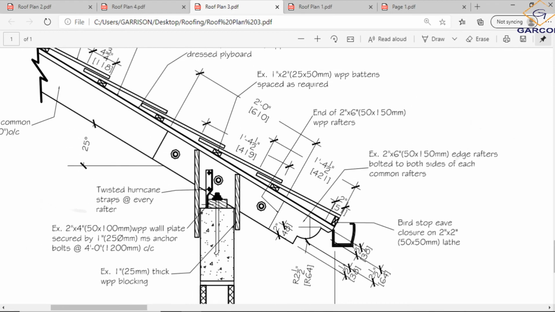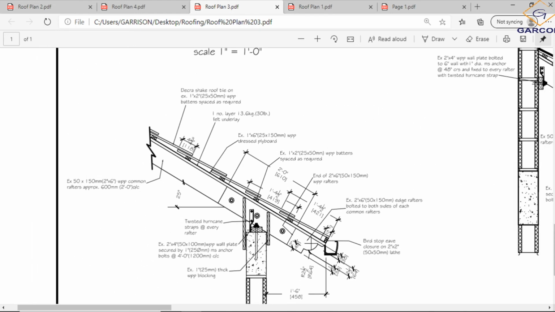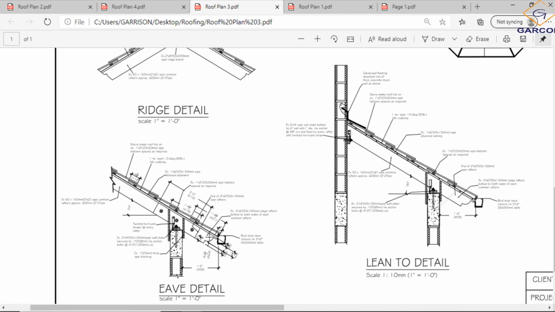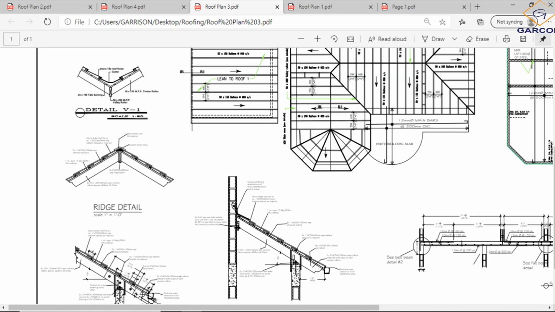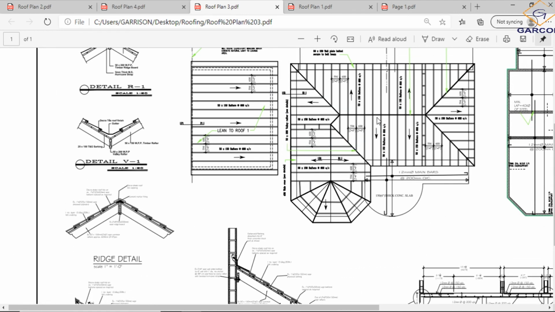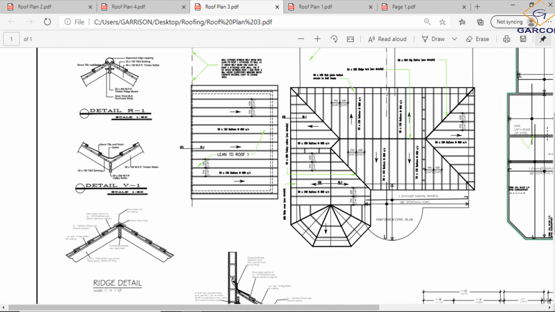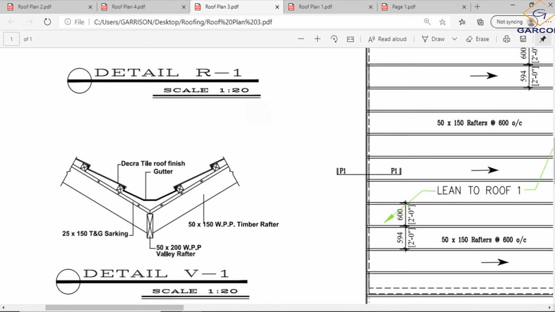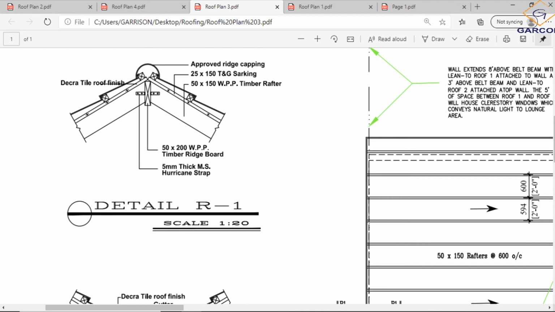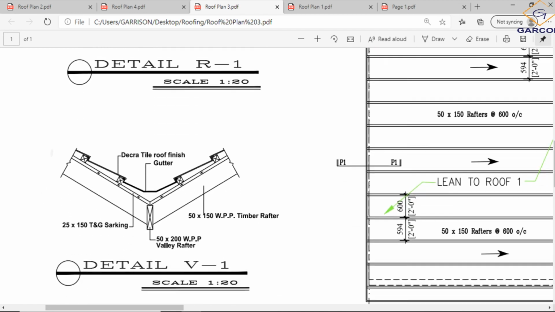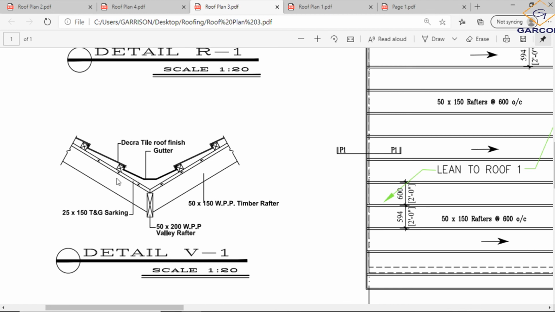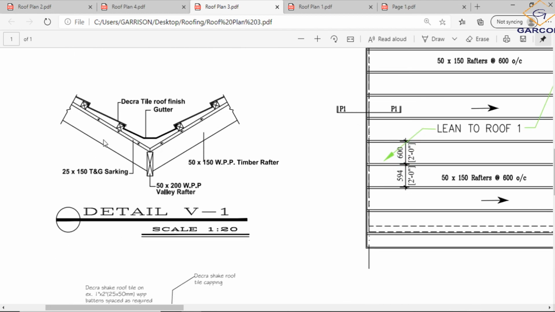But this basically tells you how to build a roof. Those things I work with, the details and the layout from here. So this gives you the basic shape and features of the roof, and the details here tell you how to put it together. So this is the R detail or ridge detail, and this is the valley detail. So in your valley, you do it like that. The valley is like the opposite of the ridge.